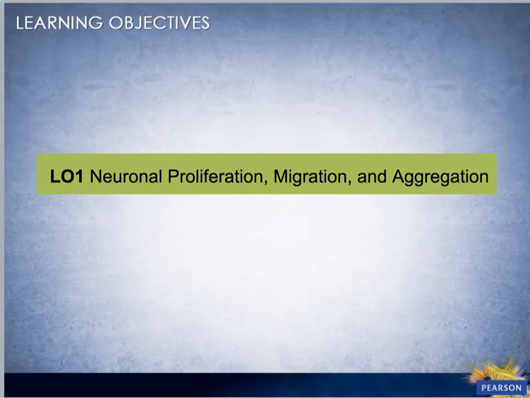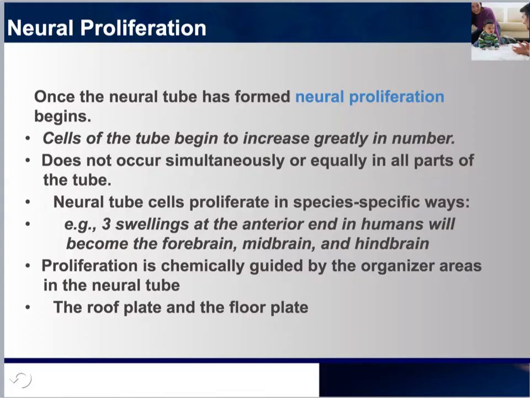This module will cover the neuronal addition of cells, their migration processes, and the aggregation to other cells. As we learned earlier, by the 24th day after conception, the neural tube has already been formed. Once the neural tube has formed, then neural proliferation begins. Proliferation is nothing more than the great increase in number of cells.